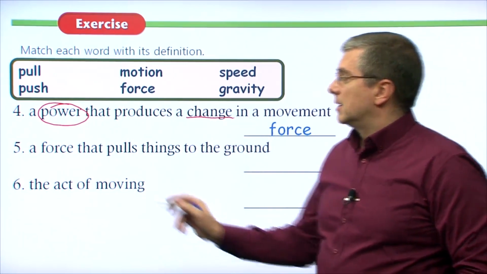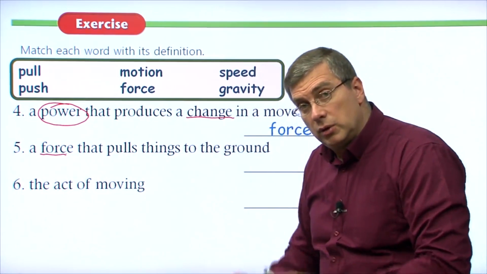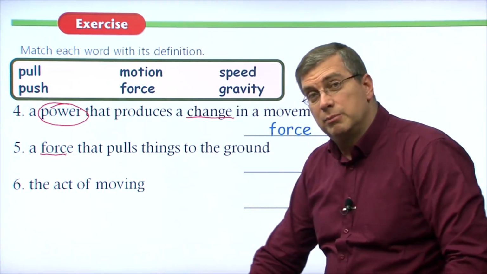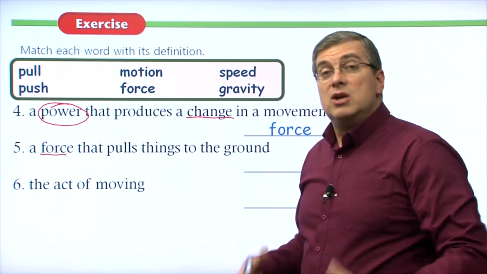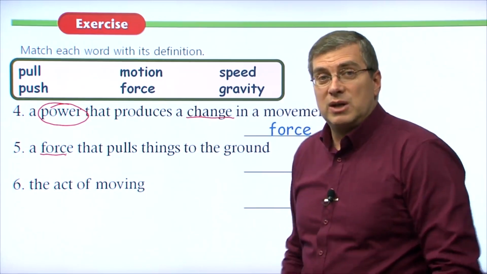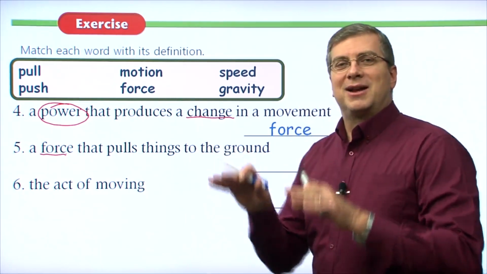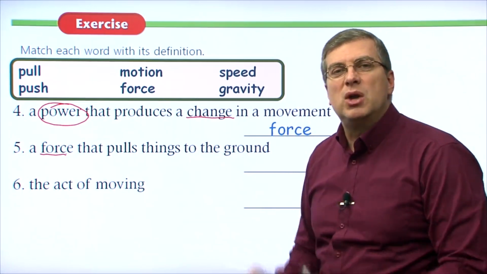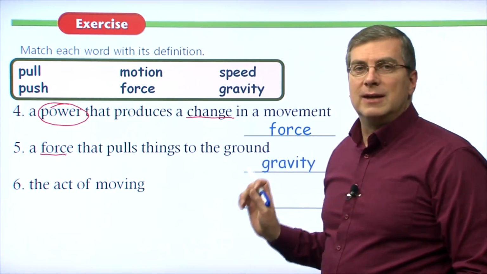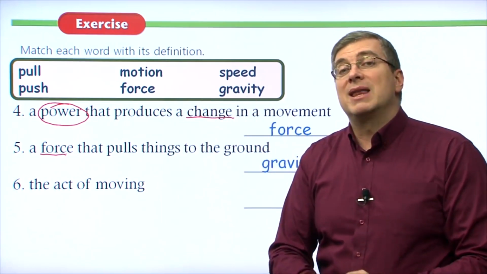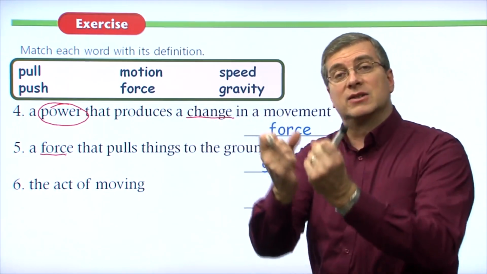Okay, number 5. Now we're talking about a force that pulls things to the ground. So the ground, of course, is below us. We are being pulled to the ground, right? We're using our muscles to stand up. If we suddenly relax, whoo, we fall down, right? What's that force that's pulling us to the ground? Of course, it's always pulling us to the ground. It's called gravity. And gravity is made by the earth because the earth is so big and it weighs so much. It has a force.